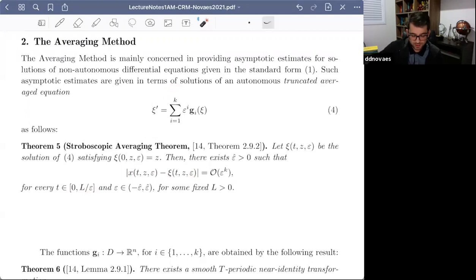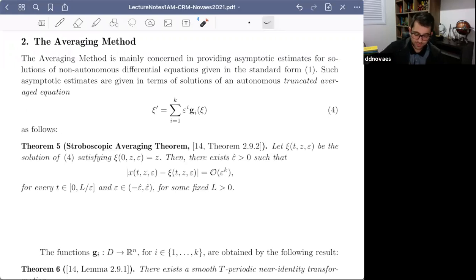So when ε goes to 0, this difference goes to 0, and the length of this interval goes to infinity. This is true for every ε in (−ε-hat, ε-hat), and for some fixed L positive. I'm aware that I haven't defined this function yet, but this is the averaging result, the main theorem of the averaging theory.